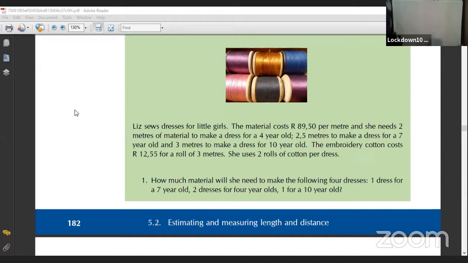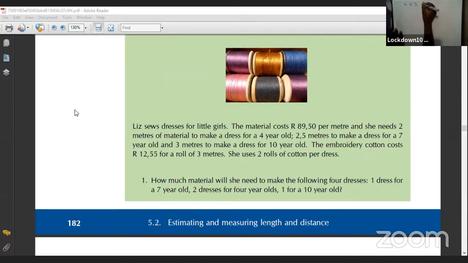We know that she's going to make one dress for a 7-year-old. She's going to make two dresses for a 4-year-old, and another dress for a 7-year-old. So that's 4 dresses. And we are told each dress uses 2 rows of cotton, so we need to calculate that, right? So we have 4 dresses multiplied by the number of rows that each dress uses. So we have 2 rows here.